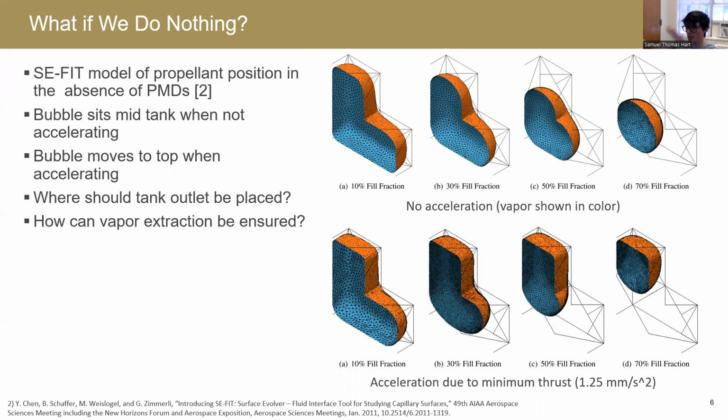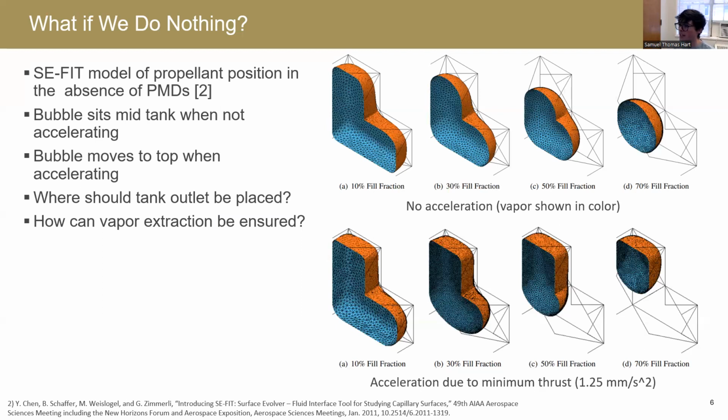So on this upper row, we see a series of images. The colorful bubble, that's our vapor bubble. So that's what we need to be extracting from the tank. On the upper right, we see a 70% fill fraction. Now, a 70% fill fraction just means it's 70% liquid in the tank and 30% vapor by volume. And this is our non-accelerated case. So no thrusters firing, just orbiting the Earth.